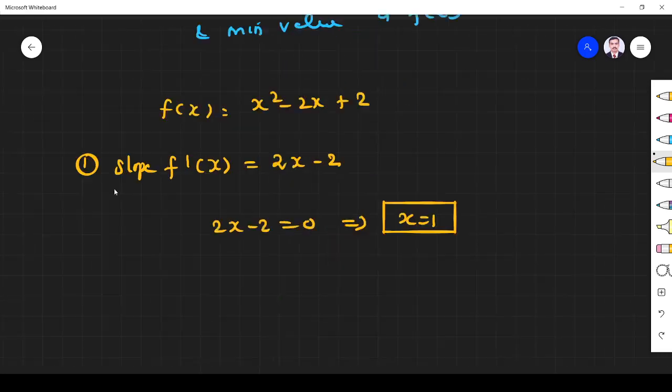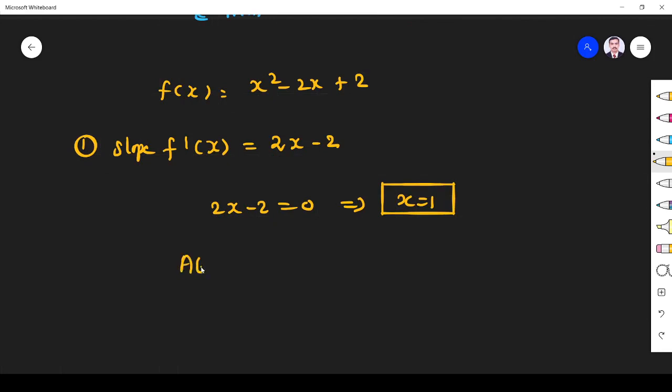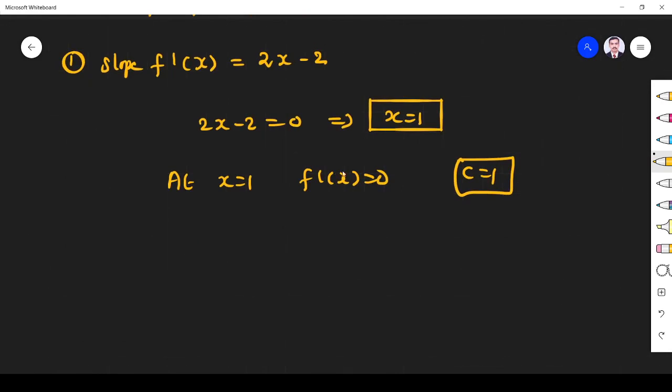So at x is equal to 1, f dash of x is 0. You substitute x is equal to 1, f dash of x is equal to 0. So I consider this x is equal to 1 as c. So c is 1. Now what I need to do, I told you, choose some value which is lesser than c and some value greater than c and find the slope. So let me take some value less than c. Let me take 0.9. c is 1. So I find what is the slope. F dash of 0.9.